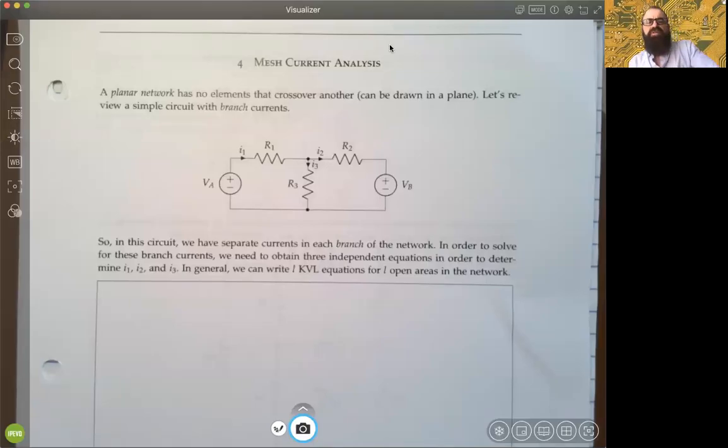In chapter 4 of our ECE 301 workbook, we're going to consider what are known as mesh currents, and specifically do mesh current analysis. This is another technique for resolving voltages and currents for circuits where, again, the resistances may not be in series or parallel. So this is sort of an alternative approach to node voltage analysis.